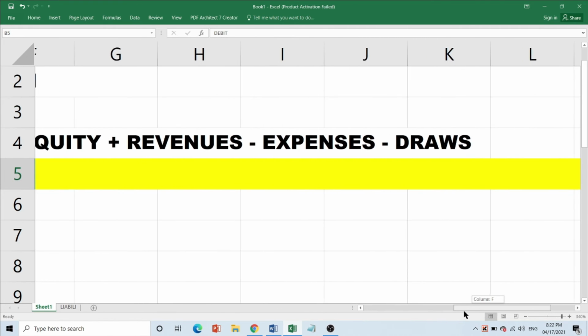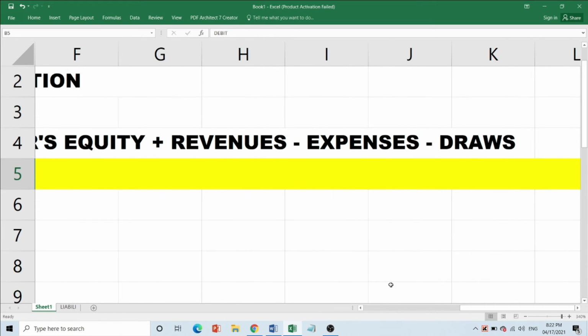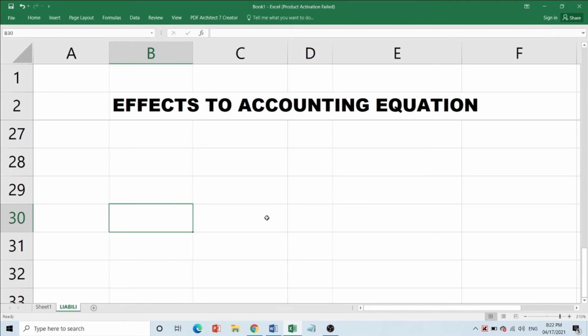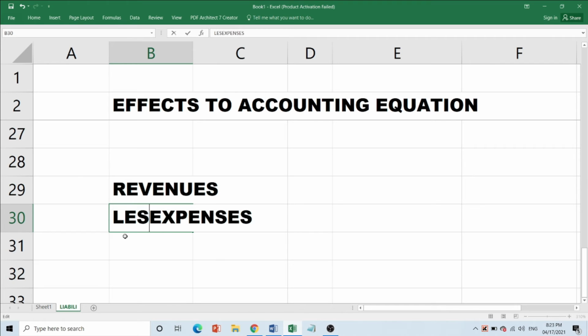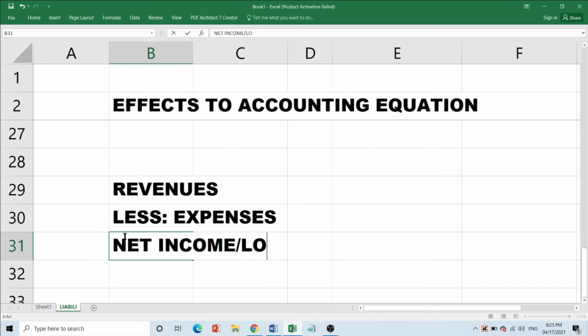Kung mapapansin nyo, ang in-extend lang po natin, ang in-expand natin ay ito siya. Itong revenues minus expenses minus draws or yung drawings or withdrawals ng owner. So ano po ang mayroon dito? Okay, let's put here revenues, expenses. Normally, yung expenses ay ibinabawas natin. So, we have here net income or losses.